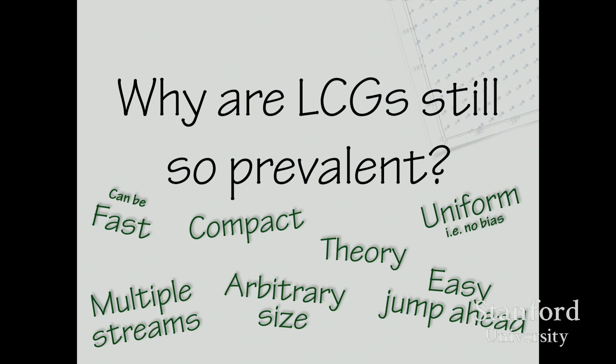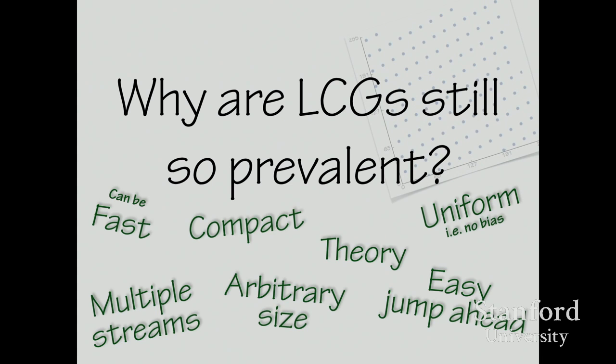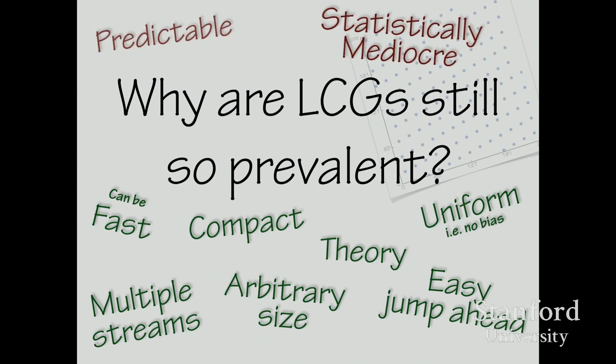And so that's a positive thing. But that grid still kind of gets people in the gut. It's like, yeah, I don't like that. And so we really have to be aware that they are statistically mediocre. And because they follow a simple mathematical formula, they are predictable. MINSTD is obviously predictable. Its state is its output.